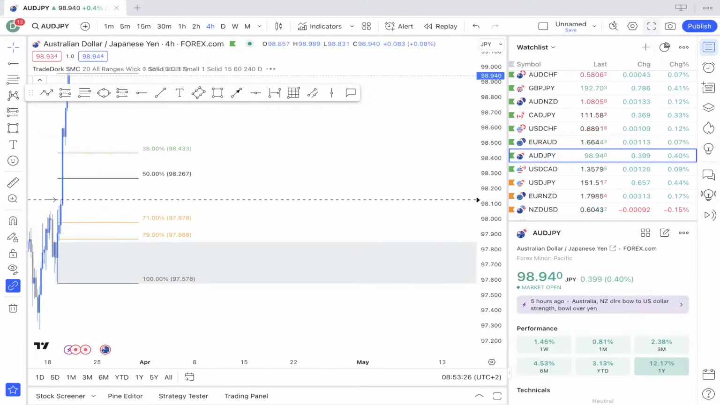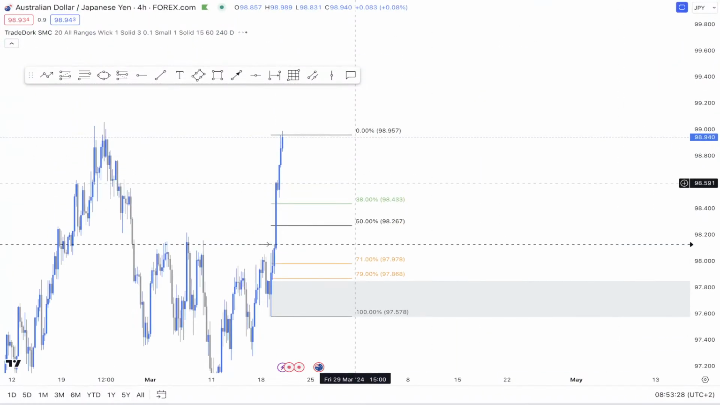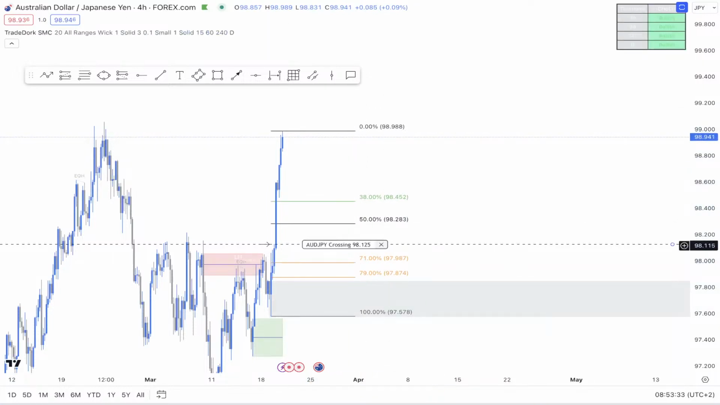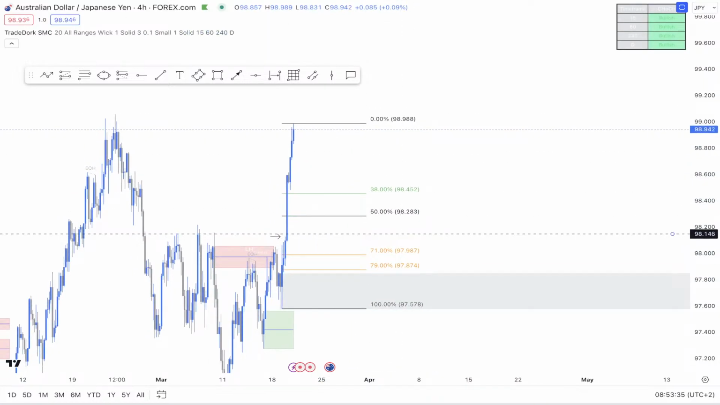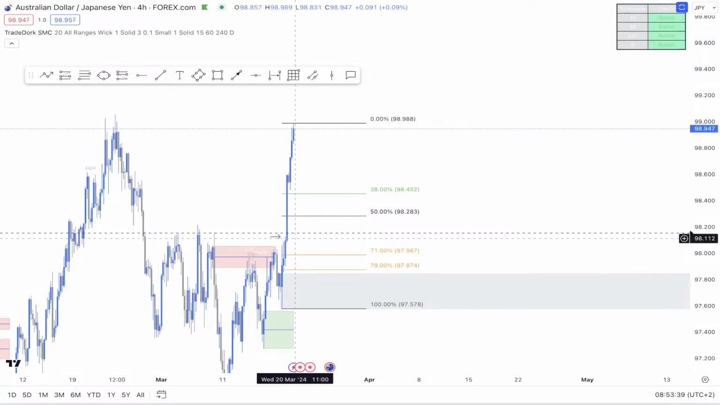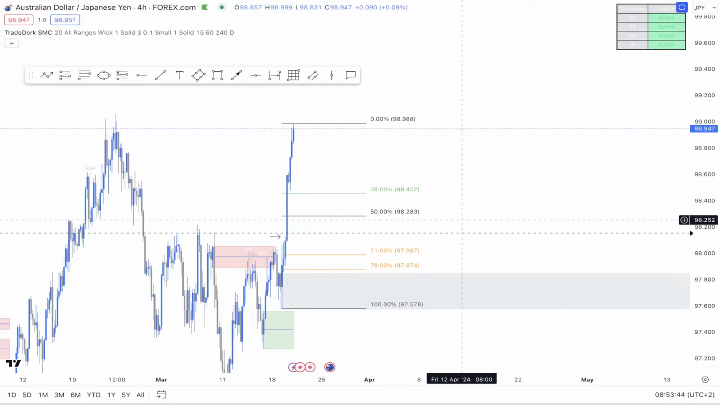GBP JPY coming up next with another bullish opportunity. Okay, like I said, plenty of bullish opportunities today. So on GBP JPY, we can see that we had a very impulsive break of structure to the upside with this bullish leg that broke multiple highs, okay, which is a great added confluence.